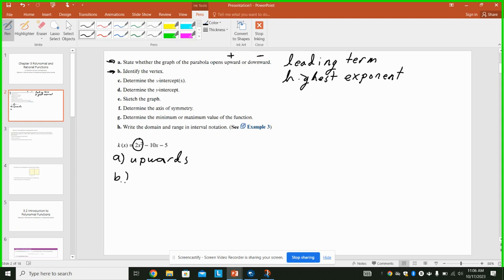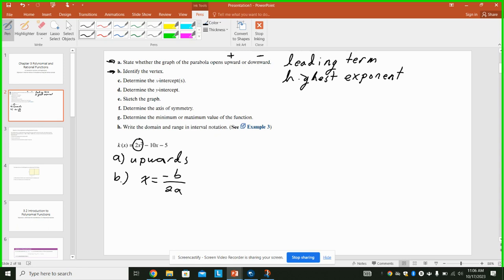So let's see if we can recall the formula. How do I find my x value? Opposite of b. So it should be negative b divided by 2a. That's going to be very important.